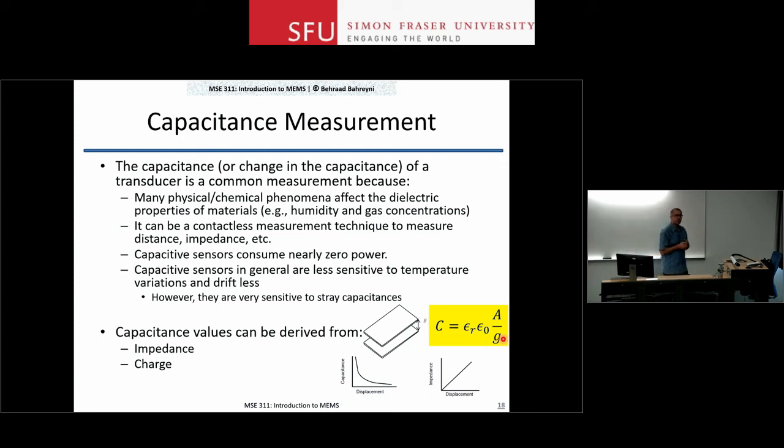You can measure charge, and if you know the voltage that produced the charge, you can estimate the capacitance. Remember, Q, the charge on the capacitor, is the capacitance times voltage, CV. That's actually the definition of capacitance. And oscillator frequency is a very common way of measuring capacitors. We'll talk about that later in this lecture.